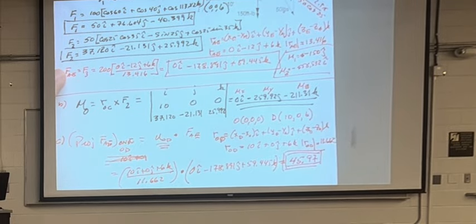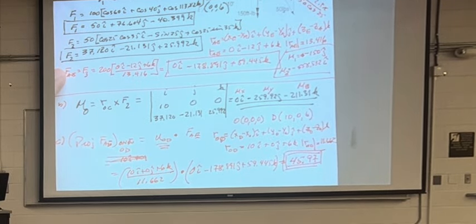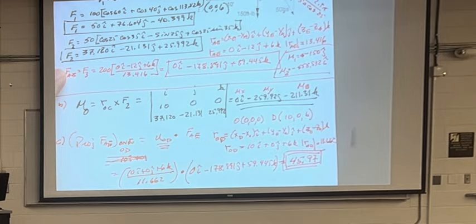Part D says, hey, find me the moment of FAE. Here comes D. The moment about OD is equal to unit vector OD, which I already have, dotted with an R cross FAE.